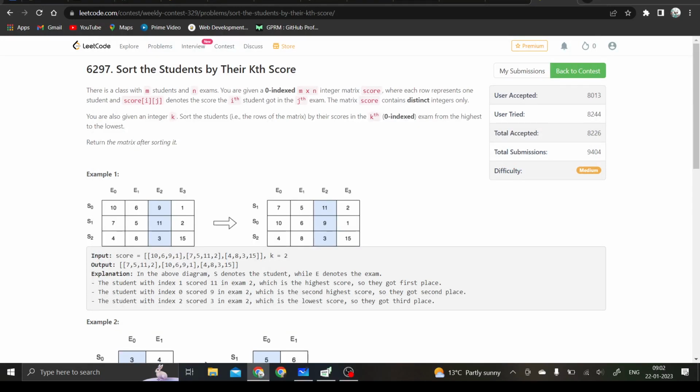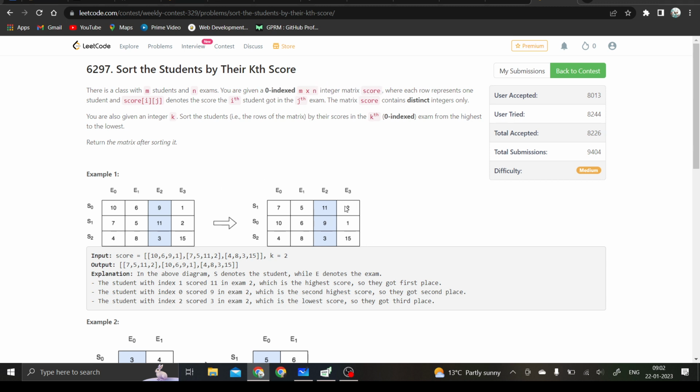Hi everyone, let's solve the second question from weekly contest 329, that is sort the students by their kth score. In this question, we are given a class with m students and n exams, and a zero indexed m cross n integer matrix score.